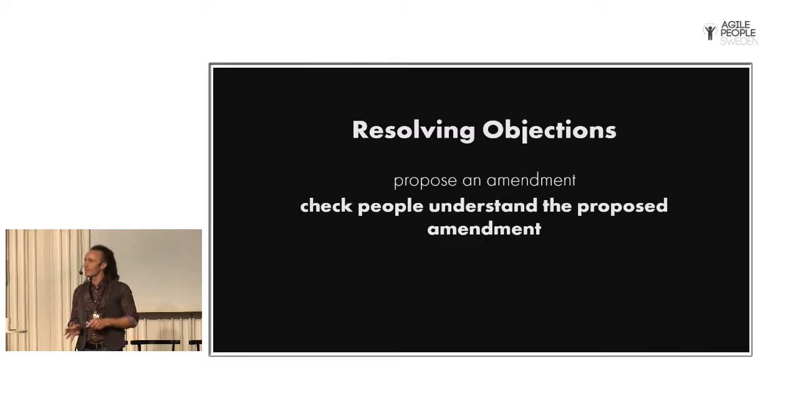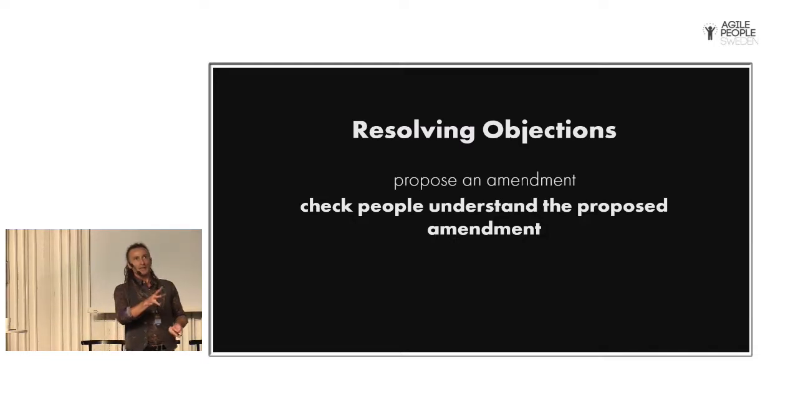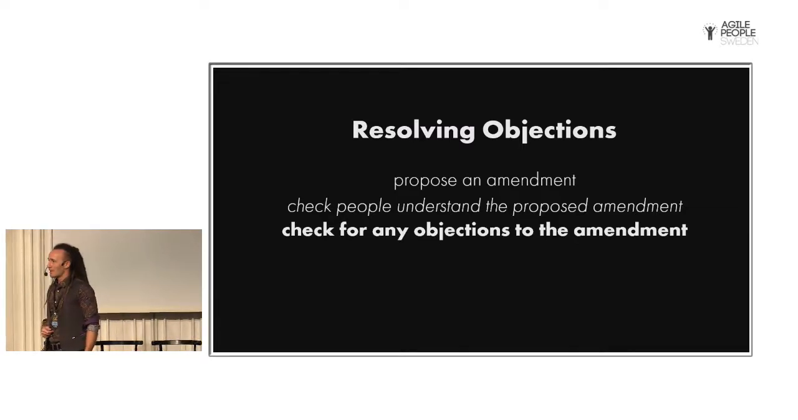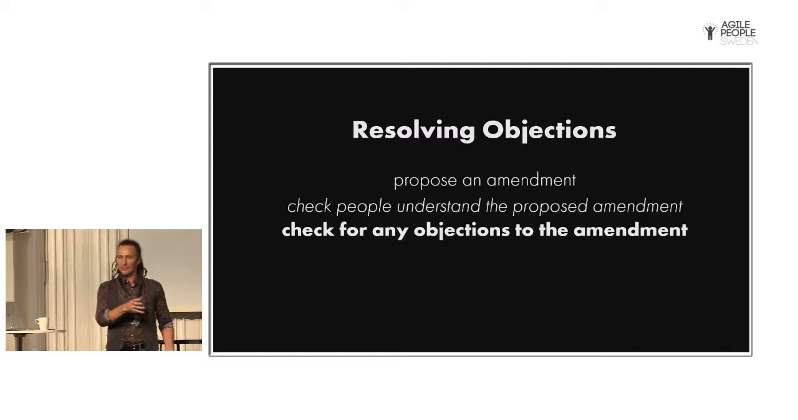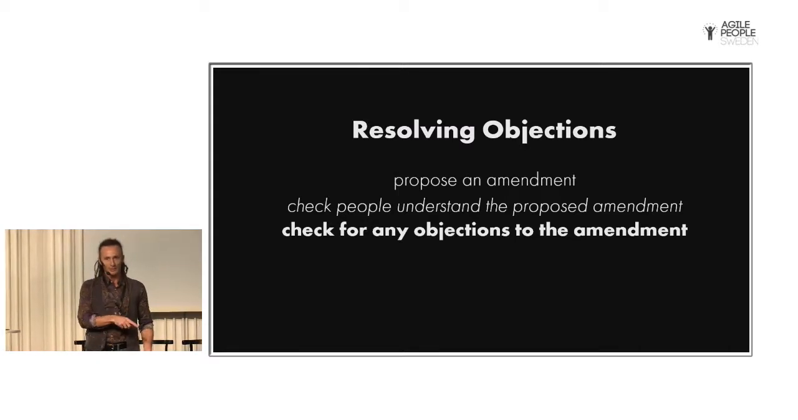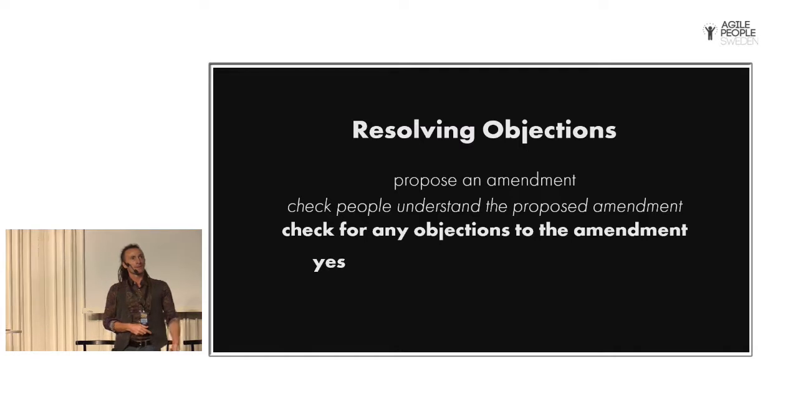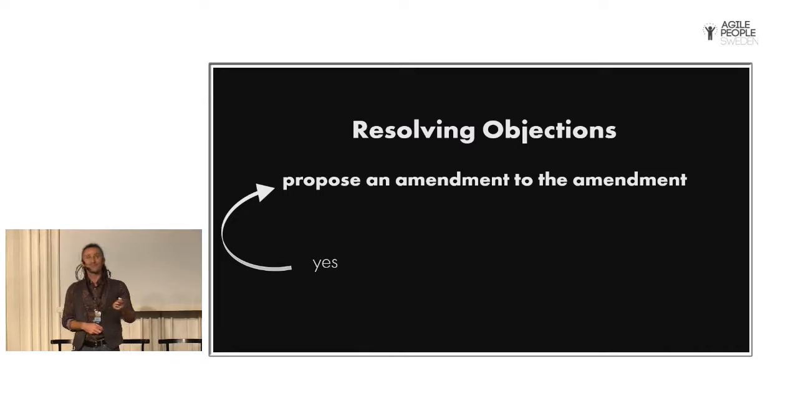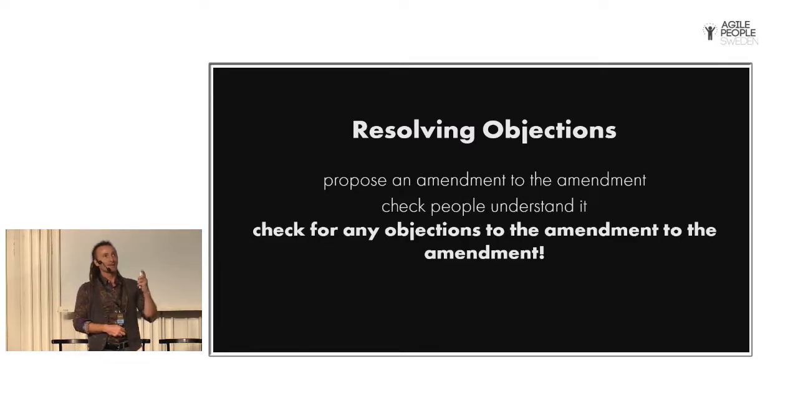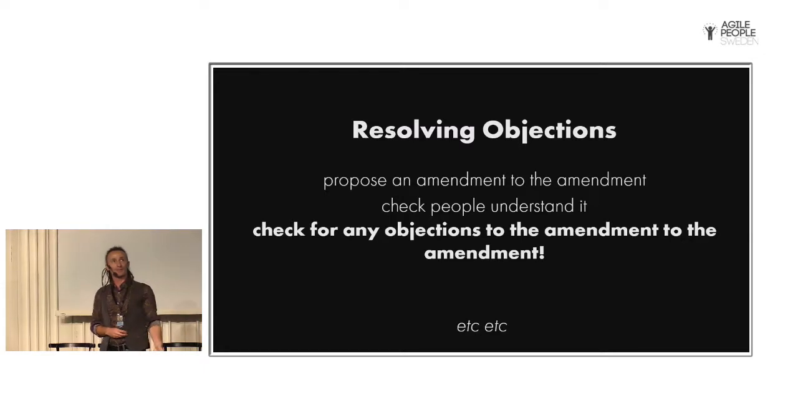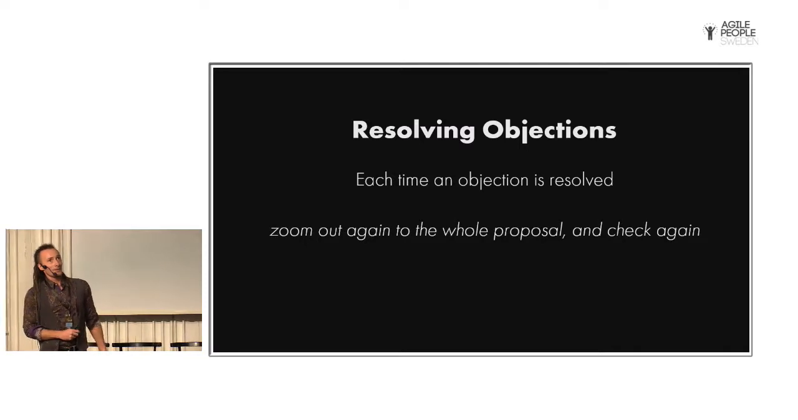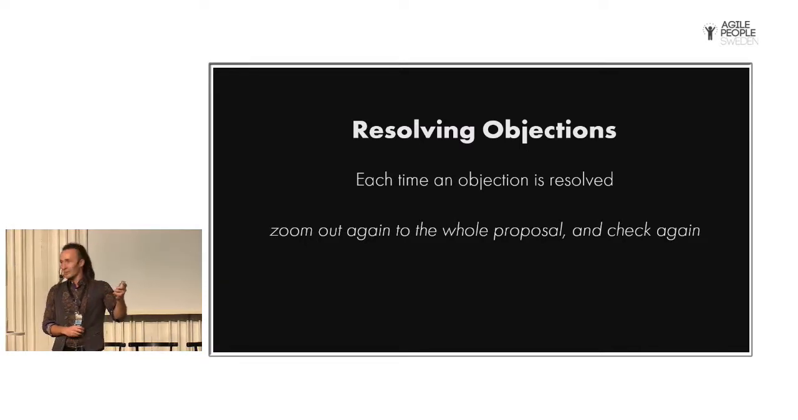And then, following a very familiar process now, check people understand the proposed amendment and check for any objections to the amendment. And if there are, process those possible objections in exactly the same way I just shared with you in the resolve objections pattern. So, if there's objections, propose an amendment to the amendment. Check people understand it. Check for any objections to the amendment to the amendment, etc., etc. At the end, you're going to arrive at a point where objections have been resolved, you zoom out to the whole proposal and you go through the process again.